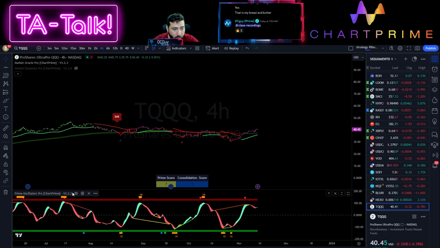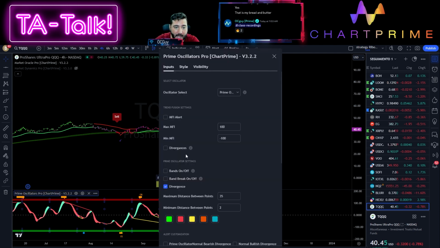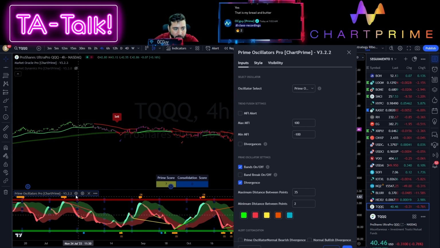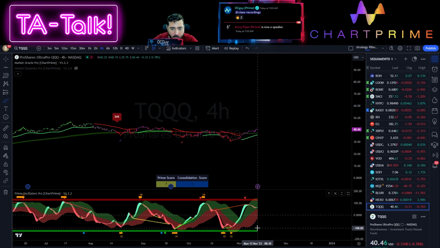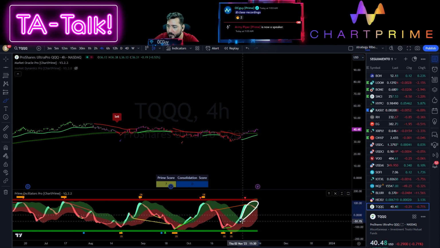Because I like those clouds, let's add them. I'm going to be going over the settings here, and I'm going to be adding, here we go, bands. I call them clouds. Here they are labeled as bands. Let's just wait for that little to stop moving, and there we go. As long as we are on the green cloud, we are expecting the next movement to be fairly bullish.